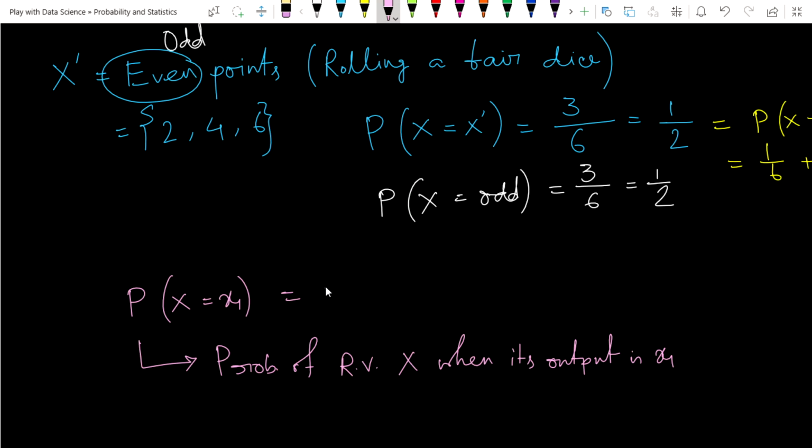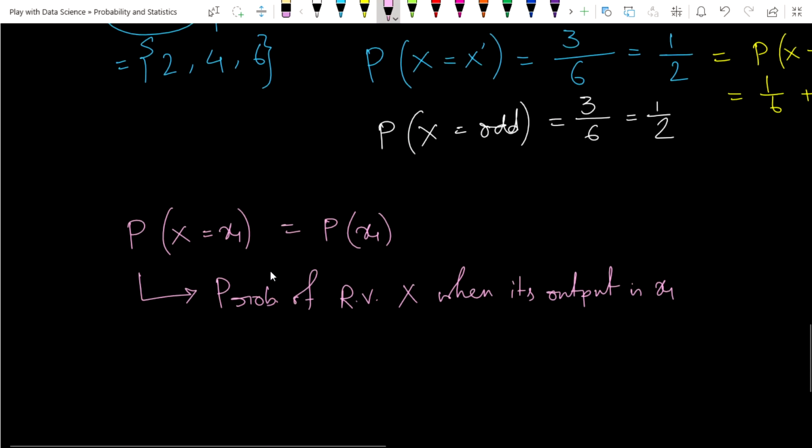Or in general, instead of repeating these things, we write in generality the probability of x1. Both are the same things. Don't be confused, both are the same. Instead of writing these things again and again, we have simply used this notation. In simple language, the meaning is the probability of a random variable x when its output is x.